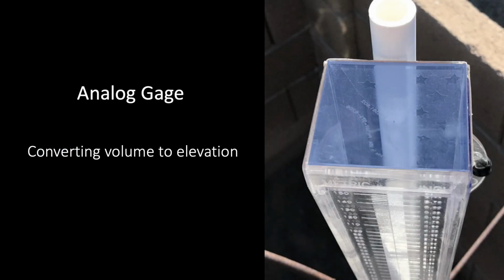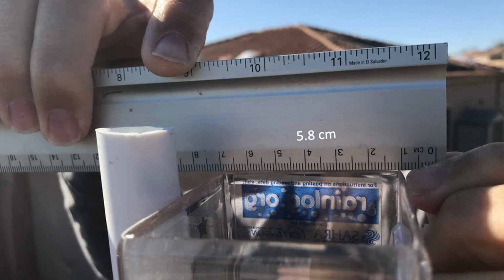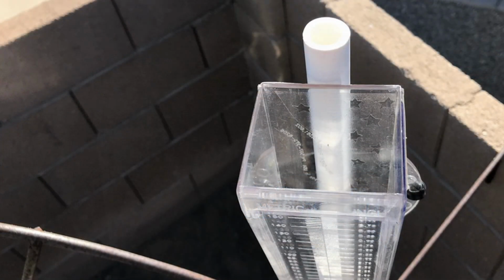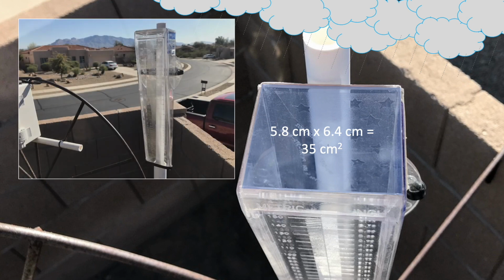Let's start with this analog gauge. The opening of this gauge measures 6.4 centimeters by 5.8 centimeters. That means that the total area of our storm that's intercepted by the gauge is 35 square centimeters. In order to determine the depth of rainfall, the markings on the gauge are calibrated to divide whatever volume of water enters the gauge by this cross-sectional area. This allows us to read the depth of rainfall directly from the gauge.